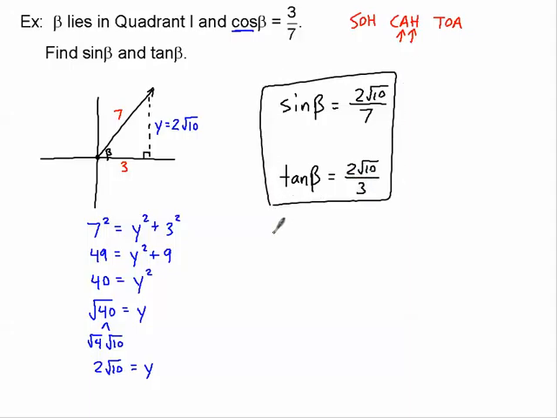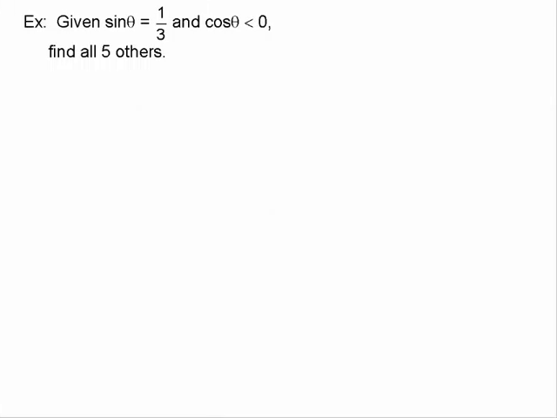The meat of the work was in figuring out what the picture of beta looks like, and there it is. Let's look at a similar type of problem. Given that the sine of theta is equal to 1/3 and that the cosine of theta is less than 0, find all 5 others. That means find all the other 5 trig values. I know the sine value is 1/3. I want to know all 5 of the other ones.